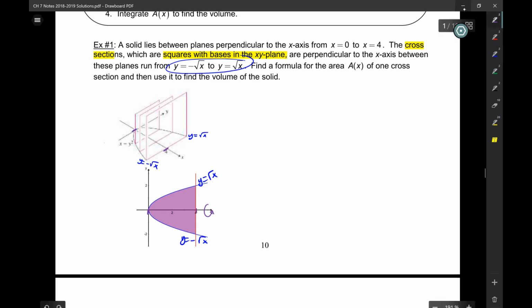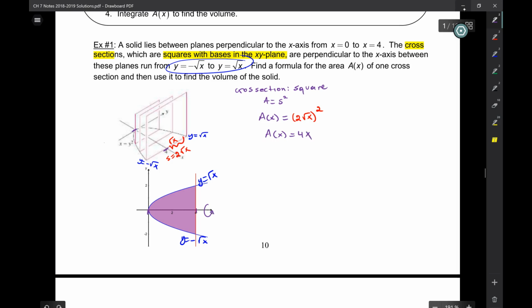So, cross section is what shape? Square. What's the formula for the area of a square? It's s squared, right? This is a picture of the cross section. How big is a side? How big is it from here to here? Root x. How many of those are in one side? 2. So the side is 2 root x, and the area of the cross section is (2 root x) squared. So what's the area of the cross section? It's 4x.